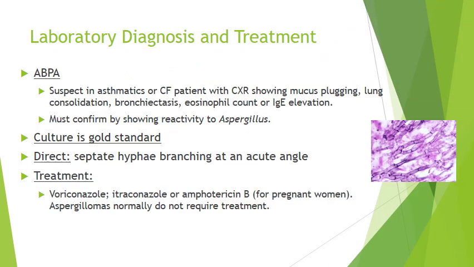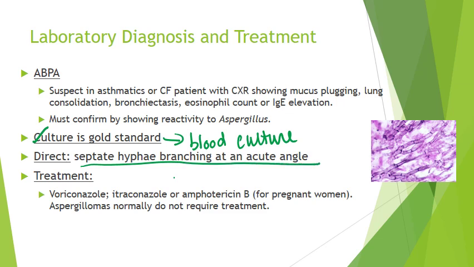All right, so diagnosing aspergillosis, there's slightly different rules for ABPA versus other forms. In general, culture is the gold standard, but here's the thing, unless you've got full-on disseminated disease, most of the time the blood cultures are going to be negative. So while you would love to do culture, just taking blood will not be enough. So the best thing to do would be to look for those septate hyphae that are branching at an acute angle, which you can see over here.